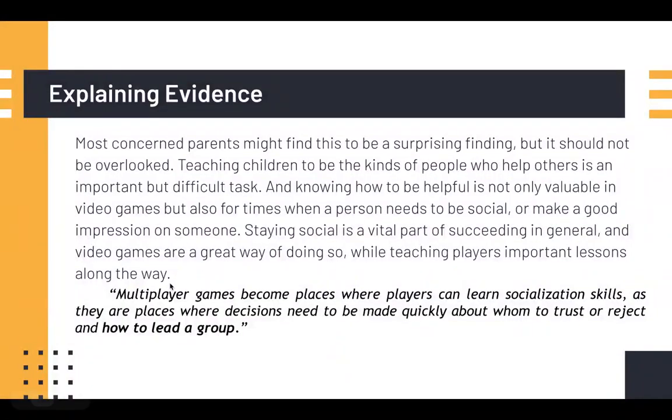Now, we also know that they want to get to this quote here next. So, even though this is not technically explaining evidence, I did want to show you how this writer went from their explanation of the first piece of evidence to bridging to this one. So, they say staying social is a vital part of succeeding in general, and video games are a great way of doing so while teaching players important lessons along the way. And now we want to get to this quote about socialization and leadership. So, what did they write?